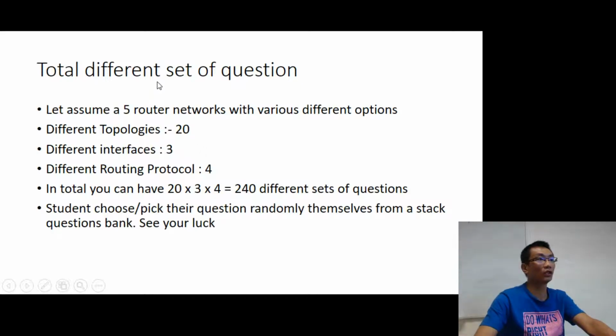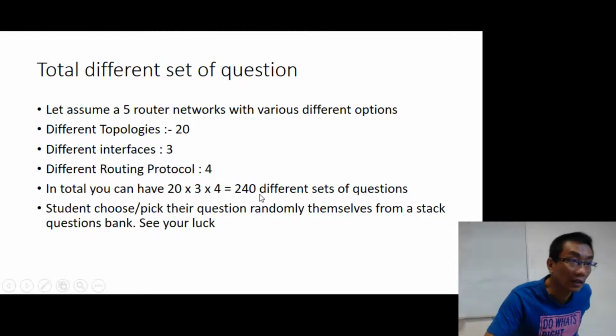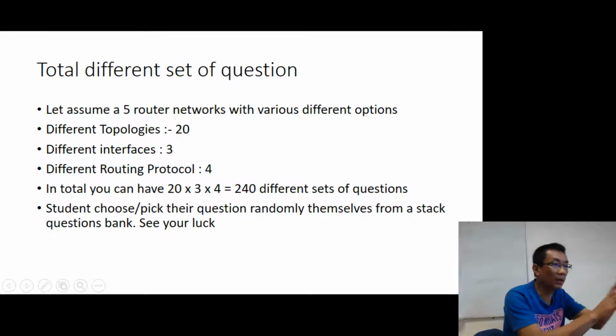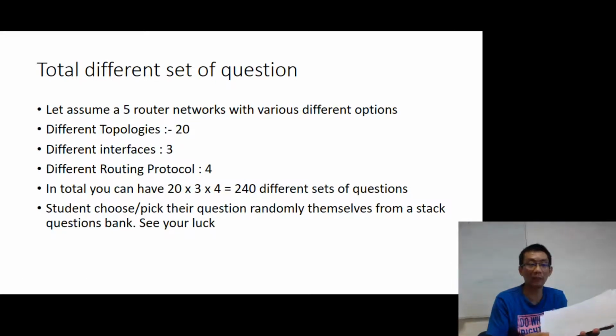Then assuming that you have 5 routers, so different topologies, there will be 20 of them, different interface types, there may be 3, different routing protocols might be 4. In total you can have 240 sets of questions. So when the students come, you just bring one whole stack of paper, leave it on the table, and let them choose. Alright, it's their luck.